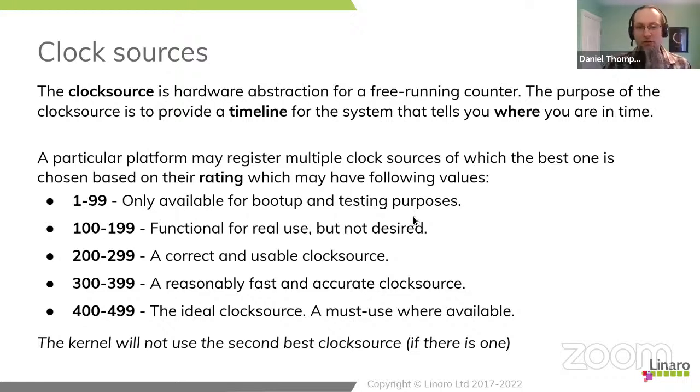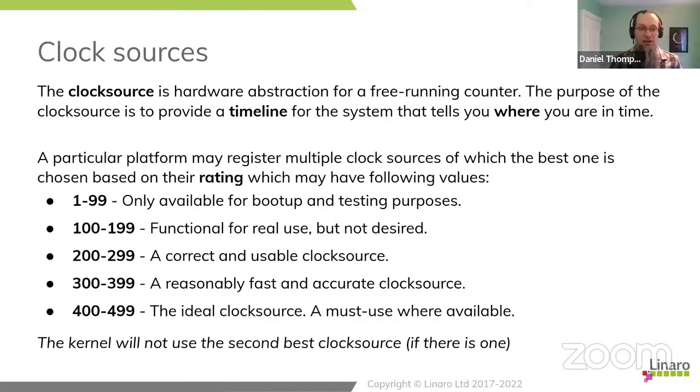Then you hit up for sort of functional for real use but not desirable. This is things with poor granularities, correct and usable. So this one is now a useful time source, but perhaps is accessed via MMIO registers and isn't very fast. And as we go up, we eventually head towards this ideal clock source. An ideal clock source is really fast to read. It presumably has minimal jitter and can be accessed possibly identically from multiple CPUs and so on and so forth. It might work very well for SMP as well.